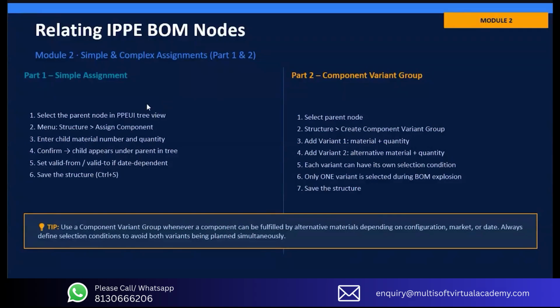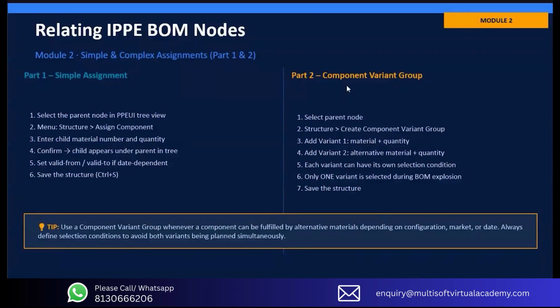That one is in the form of notes that I have given here, and this is the component variant group. This one is a little bit different from what we see here. This is assign component here. Create component variant. Component variant group is for the variant configuration material. So you create that one. You create a variant group. Under the variant group, you assign material plus quantity. You add another variant, material plus quantity. This is a normal bill of material.